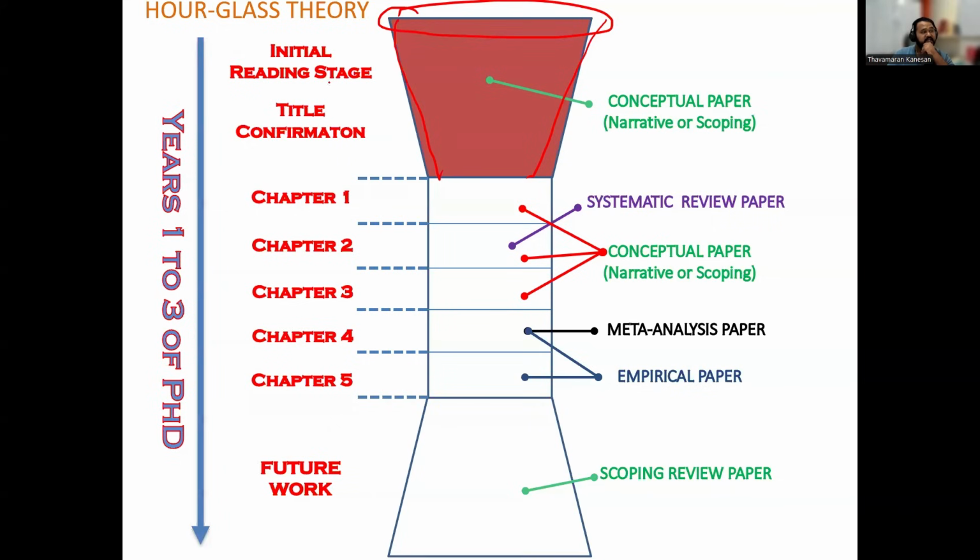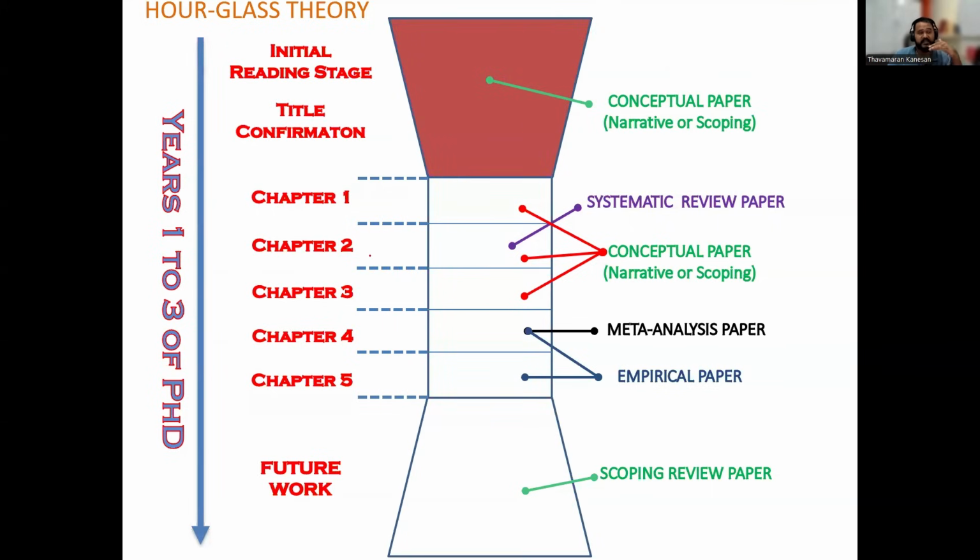Okay, initial reading stage, title confirmation. Once this is confirmed, you already have an RO, RQ, you have a framework, or you have a qualitative study or experimental, whatever. This is what you're going to do. Then you can immediately write a conceptual paper, whether systematic review, scoping, or narrative review. You can use all three. Okay. Let's say you don't want to write here first. You want to finish your proposal first.